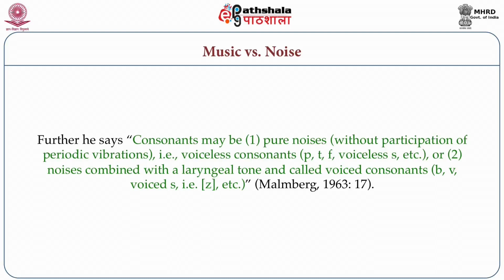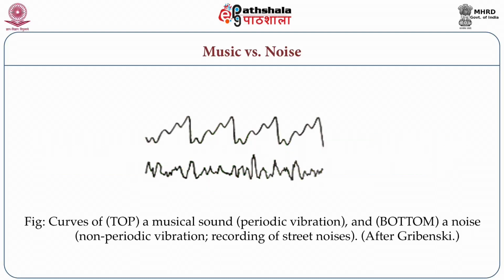But the other consonants can be noises combined with a laryngeal tone, which is a kind of periodic vibration. So, voiced consonants, b, v, z, etc. will be the other kind. But they are still referred to as noises. Look at the two figures given below. The top one is considered musical. It has a very clear periodic vibration, and the lower one is noise, with hardly any regular pattern.